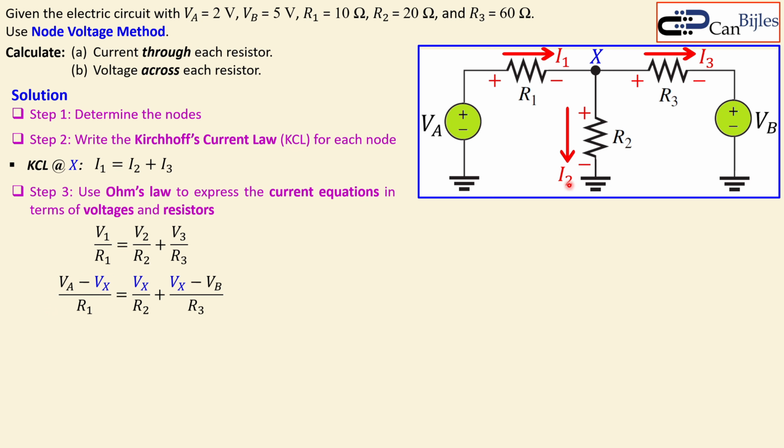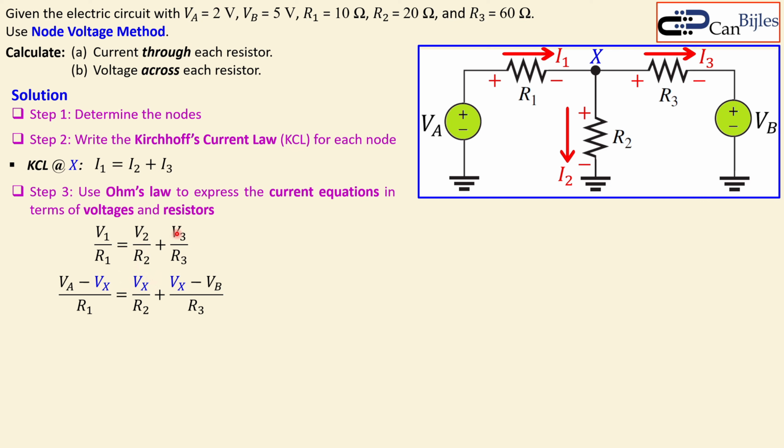V2 is exactly Vx, and Vx means this node with reference to ground. That is always assumed, a trivial assumption. So this node with respect to ground, that is Vx, and it's also V2. So we replace it by Vx such that we have only one unknown.